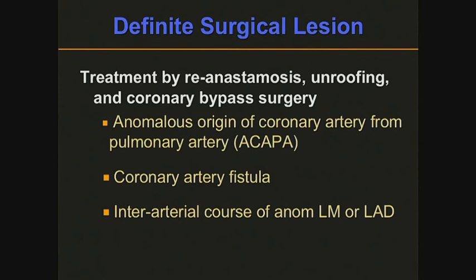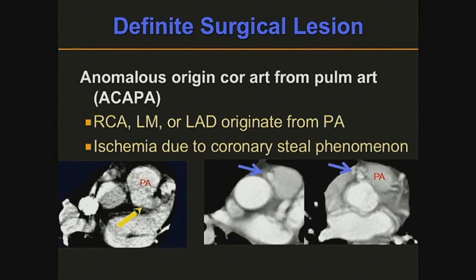And the three that fall into this category are the anomalous origin of the coronary artery from the pulmonary artery, coronary artery fistulas, and if there's an interarterial course of anomalous left main or anomalous LAD. Notice I didn't put RCA here. So here's that case I showed you guys earlier where this origination of the LAD was from the PA. Notice because the flow, we said, is backwards, how does that LAD get its flow? Through collateral vessels from the normal circumflex and RCA.